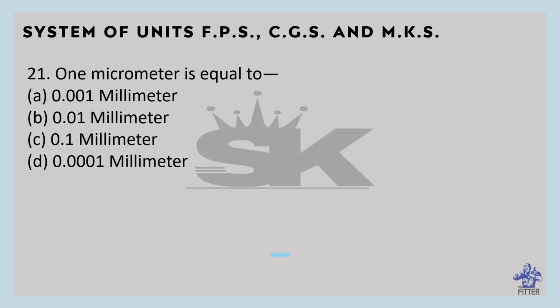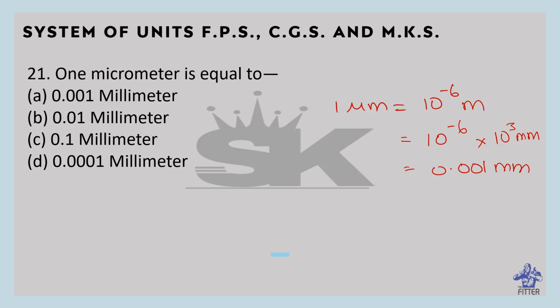1 micrometer is equal to 10 to the power of minus 6 meters. Here in the answers they are asking in millimeters. So we are converting meters into millimeters: 10 to the power of minus 6 into 10 cube mm. So here 0.001 mm is the answer.